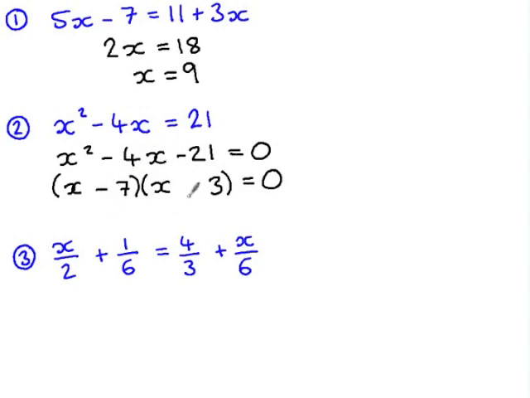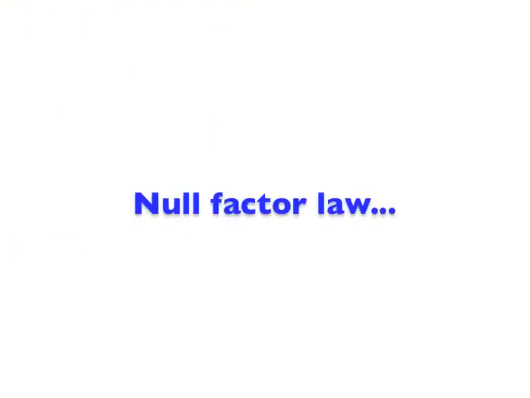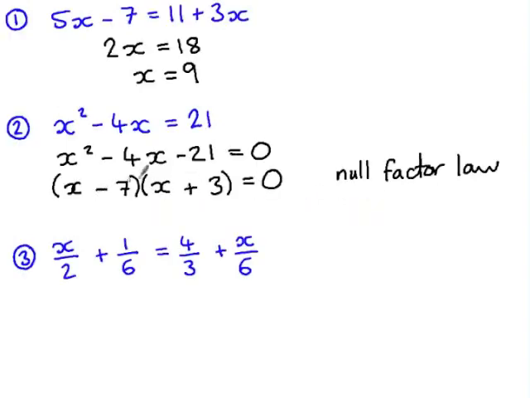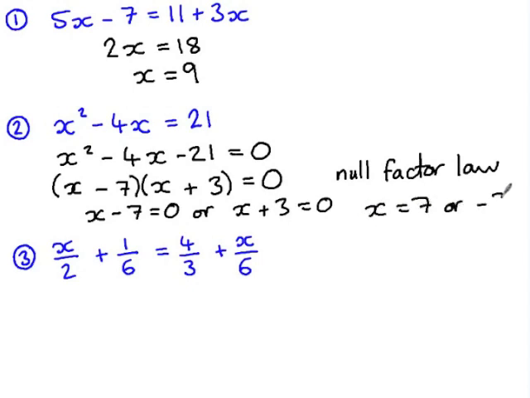So it's take 7 and plus 3, and the reason for doing this is so we can use the null factor law. We know that if we've got a product of two expressions equaling 0, then one of them must equal 0, and therefore x is 7 or negative 3.